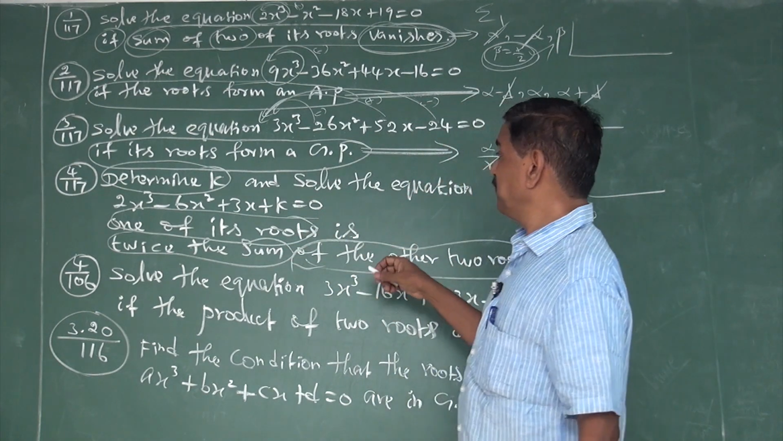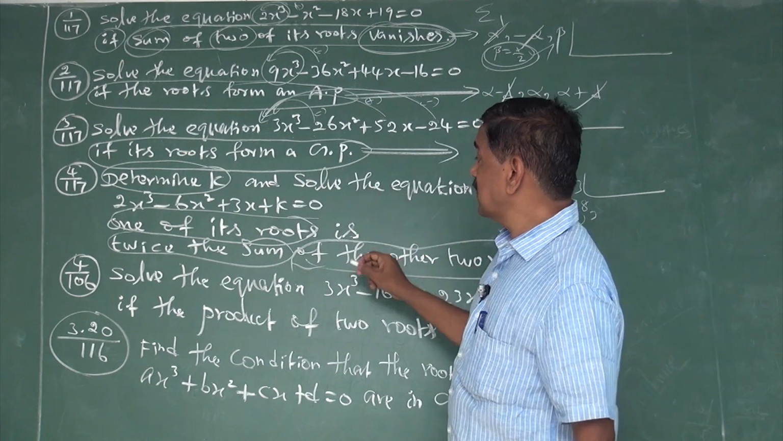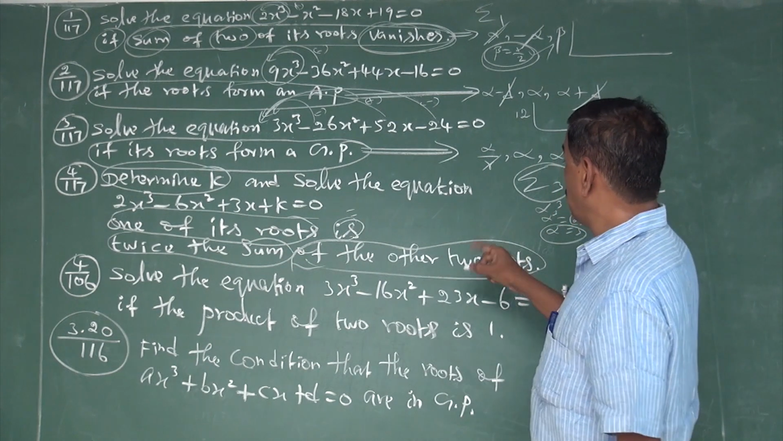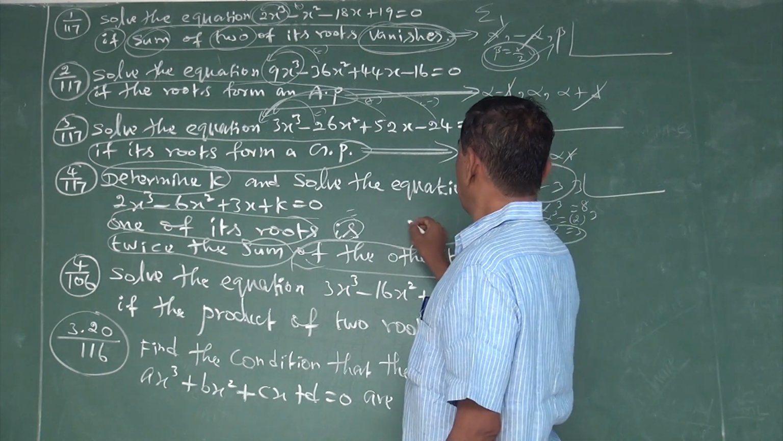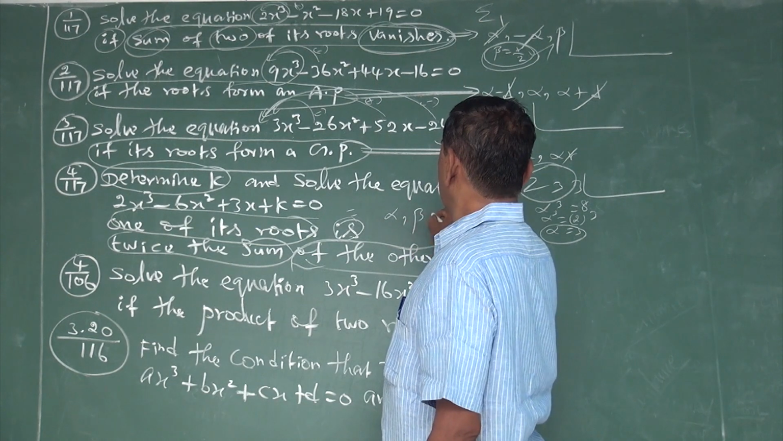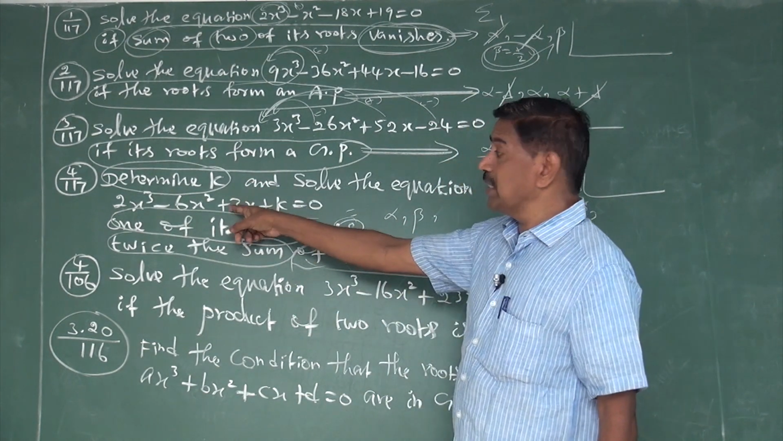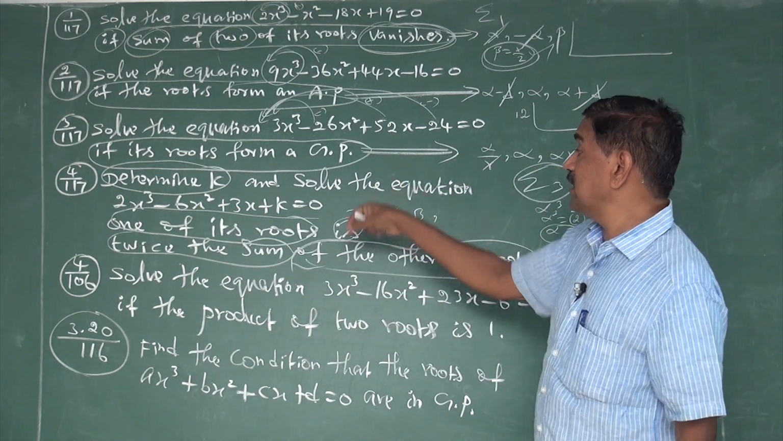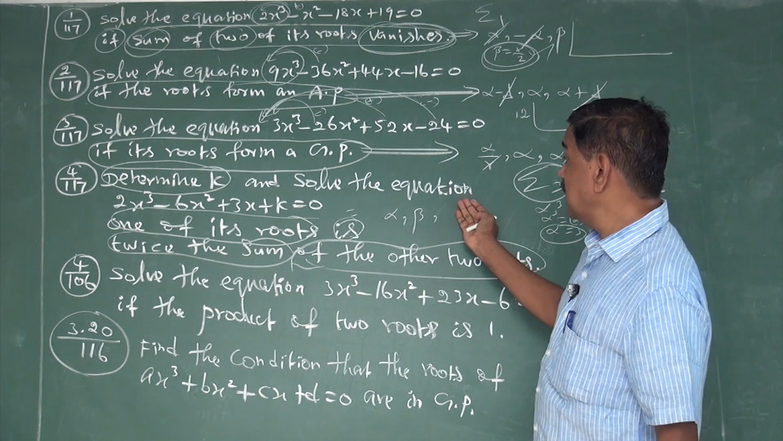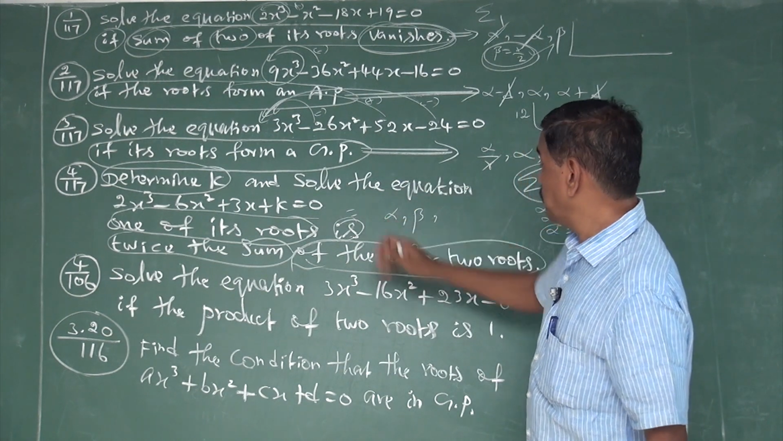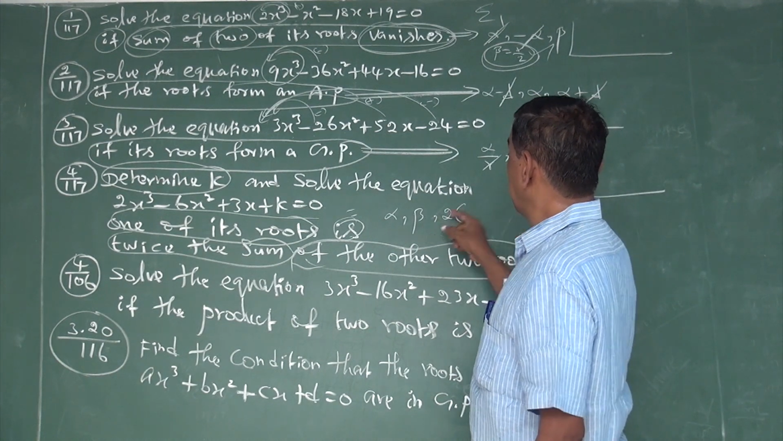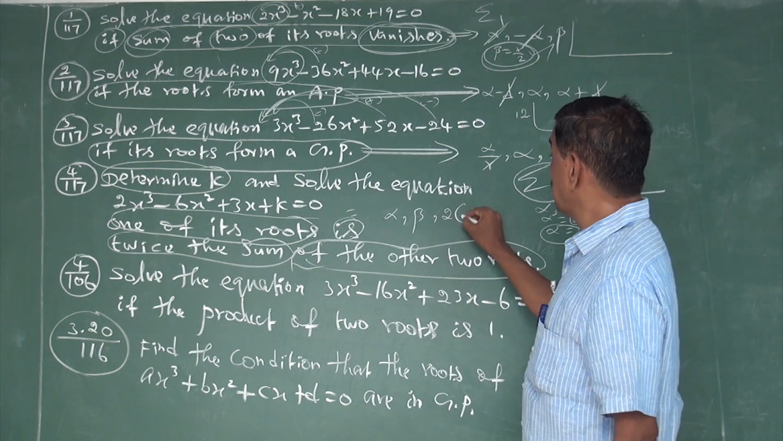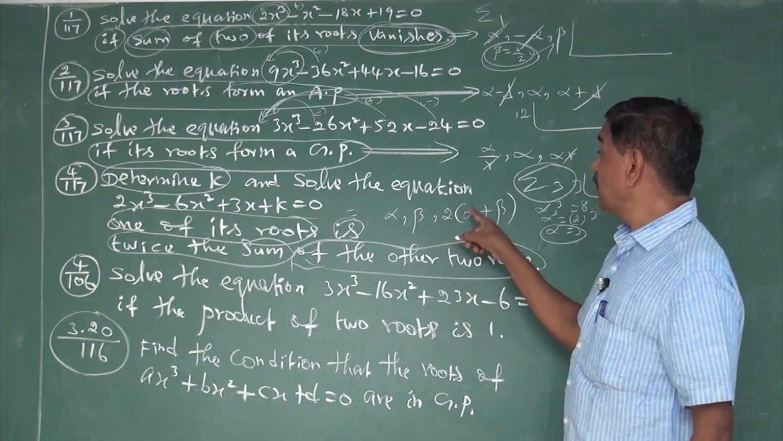No, listen, see myself. Here one of its roots is equal to twice the sum of the other 2 roots. Listen, see for example, let alpha comma beta be the first two roots. It is a cubic equation, it has three roots, that is clear. Let alpha comma beta be the two roots. Then the condition is one of its roots is twice the sum of the other two roots. Let alpha and beta be the other two roots. That is twice the sum of the other two roots. That means twice of alpha plus beta.